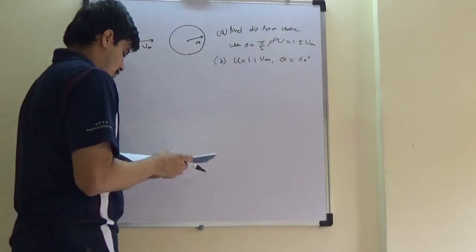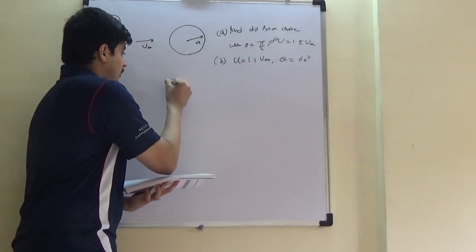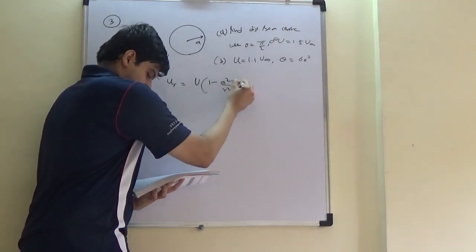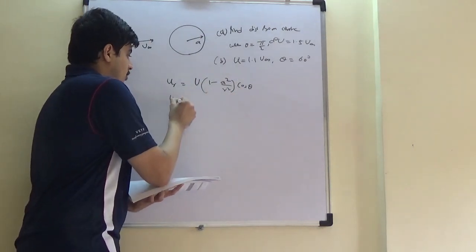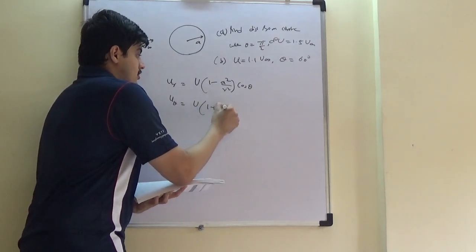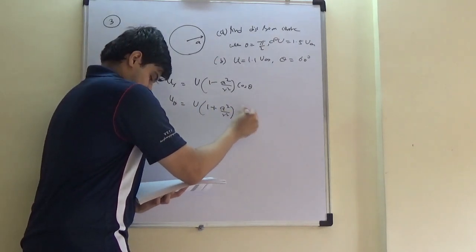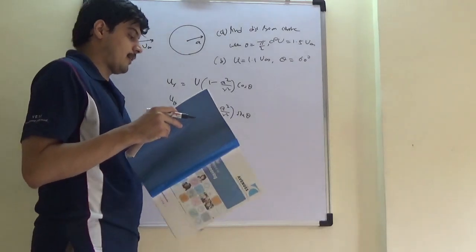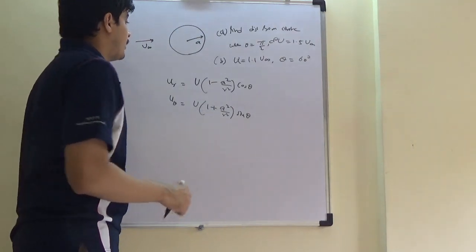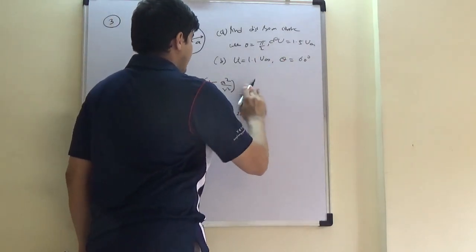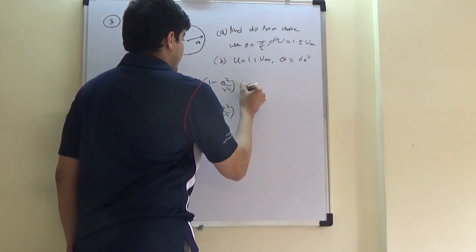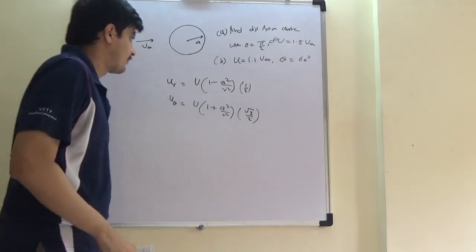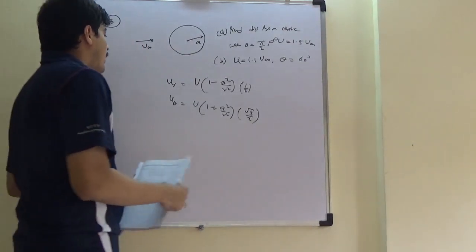Now here this is important. In the second question, ur is u infinity times 1 minus a square upon r square cos theta, and u theta is u infinity times 1 plus a square upon r square sin theta. Right? Both the components are present. When theta is 60 degrees, cos theta is half, and sin theta is root 3 by 2. We have to now add these two.